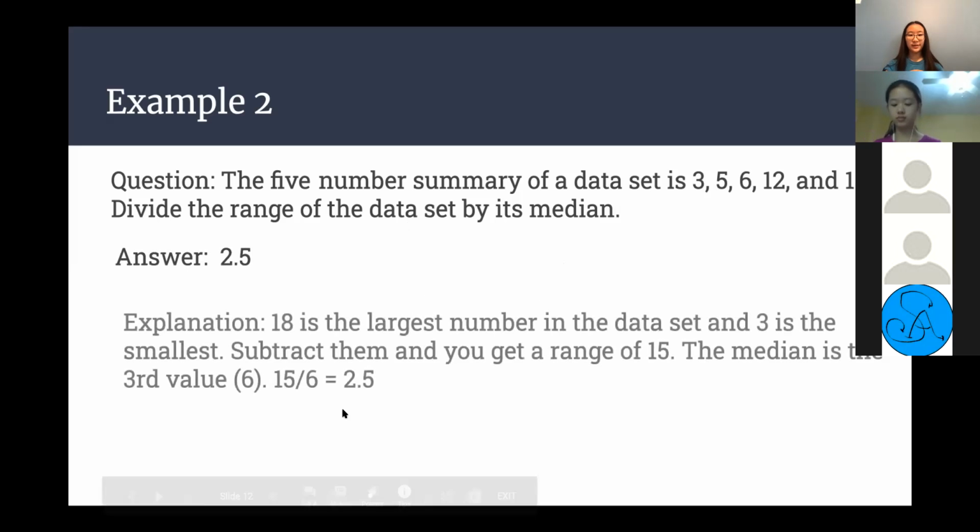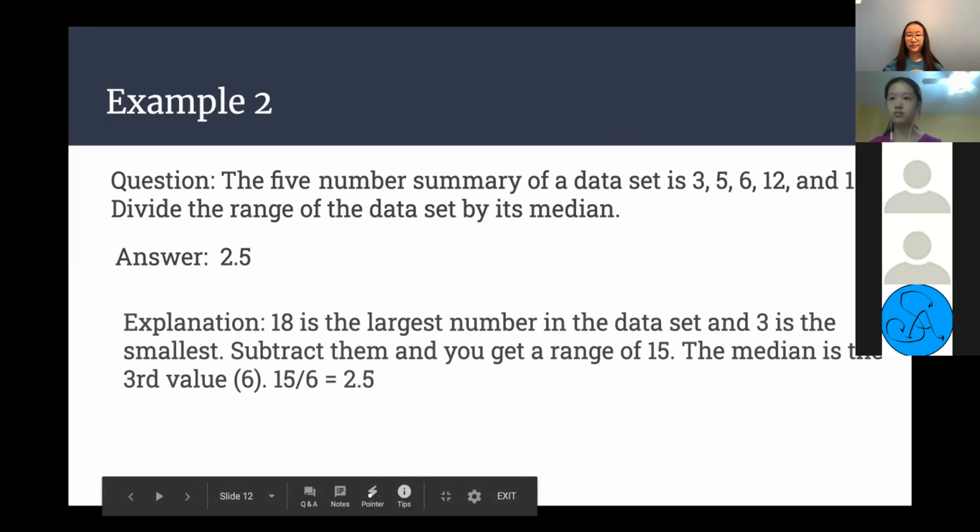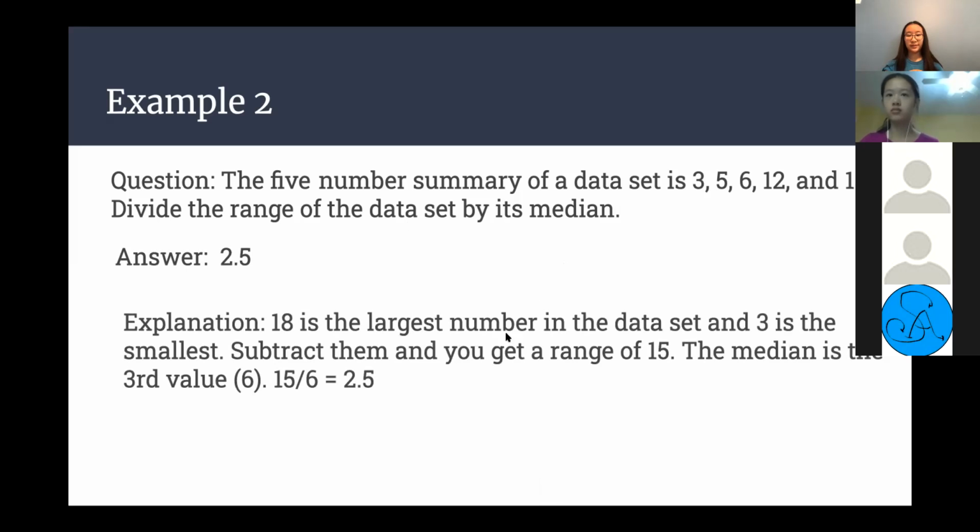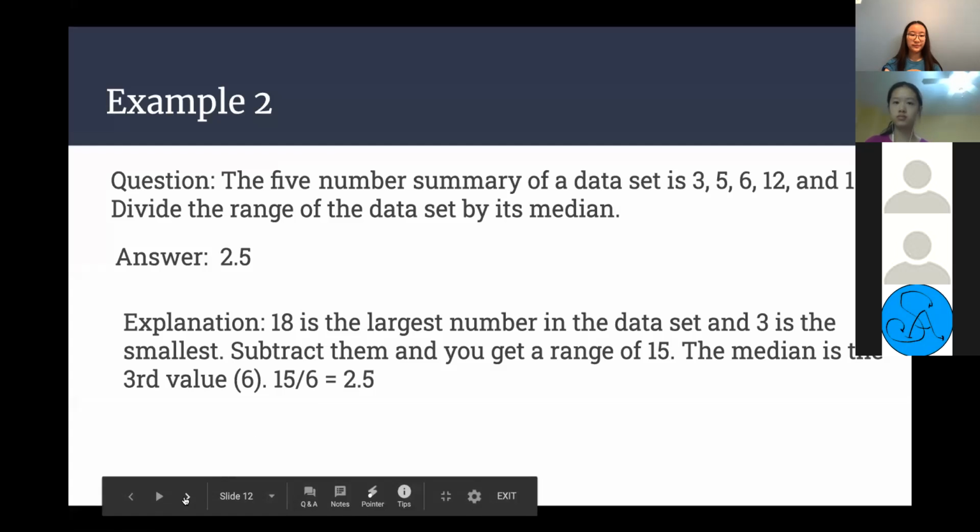That's how I wrote it here. And so you find the range by doing 18 minus 3, and then that tells you that the range of the data set is 15. Then you need to find the median, and the middle number would be 6. So you divide 15 by 6 to get 2.5.